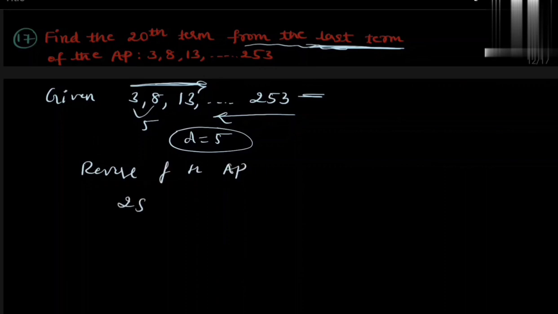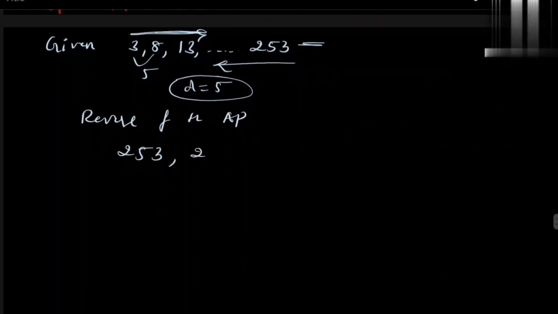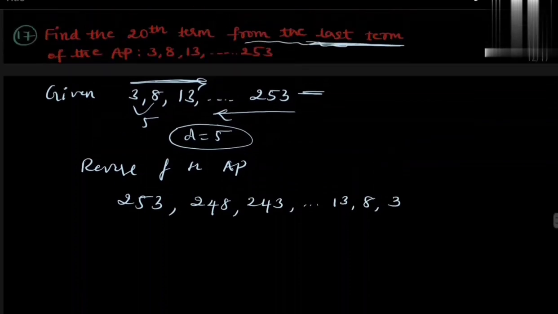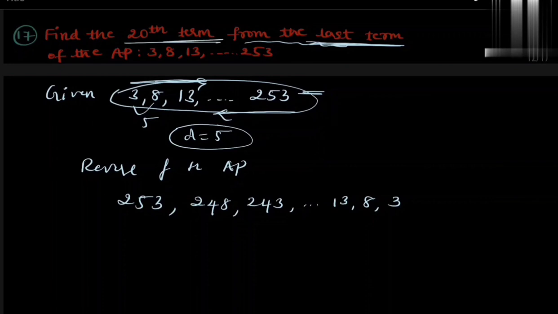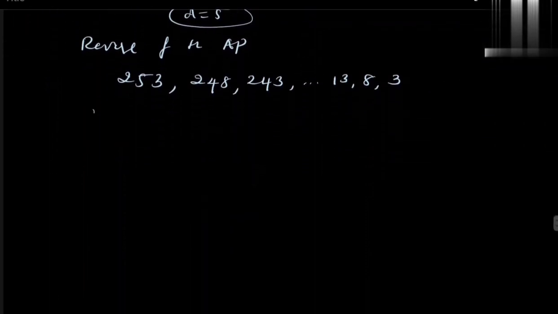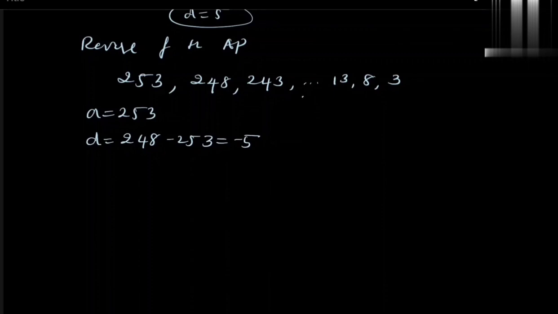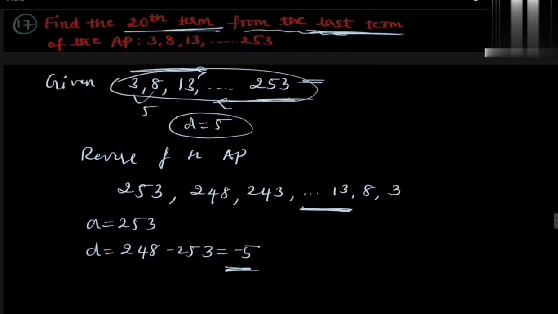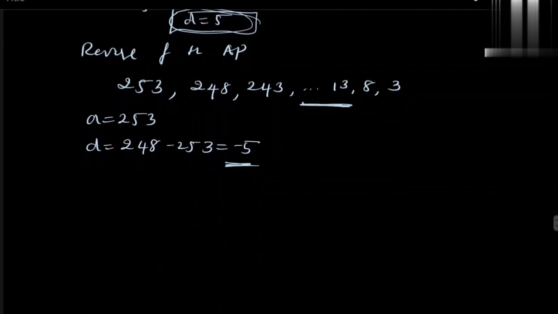So that is 253. Subtracting 5 we get 248. Again 243 and so on, 13, 8, 3. So here I am reversing the sequence or AP because we want to find the 20th term from the last term. That is, from 253 we want to find the 20th term. So therefore I reverse the AP here. For this AP, the first term a is equal to 253 and the common difference d is 248 minus 253, which is equal to minus 5. For this AP the common difference is minus 5, and for the original AP the common difference is plus 5. So don't confuse; I am reversing the AP here.